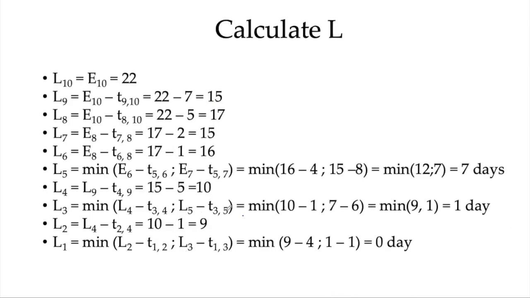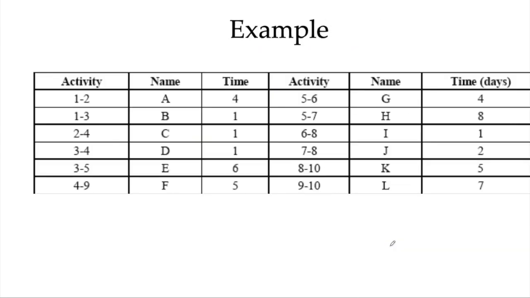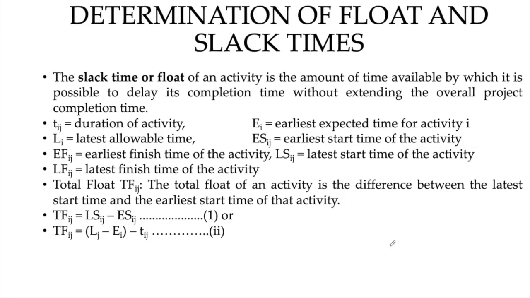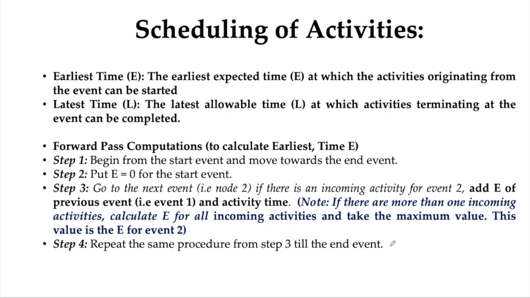So we'll take the minimum of those two, so that will give 1 day. At L2 it will be 9, L1 it will be 0. So that's how we calculate. Now let's have a formal definition of all these things. So this is what is shown here.